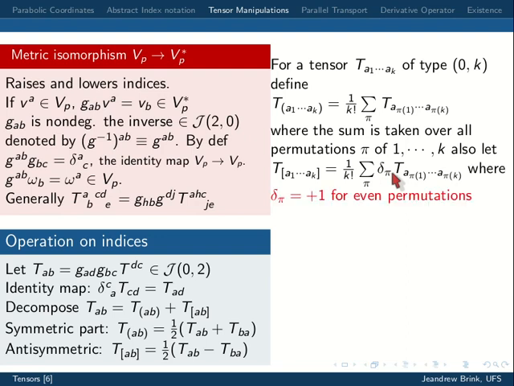Okay, so what this delta pi basically says is it's 1 if you have even permutations. In other words, you maintain the order. For example, an even permutation of 1, 2, 3 is 3, 1, 2.